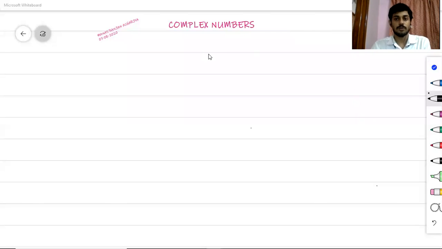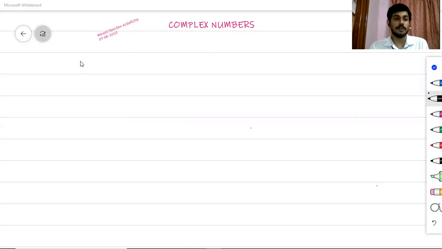Hello everyone. Today we are going to discuss the chapter complex number. You might think, why is it important to learn complex number? Complex number helps us to go beyond real numbers. So let us learn some basic concepts about complex numbers.